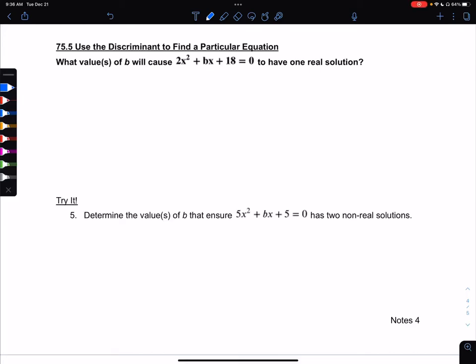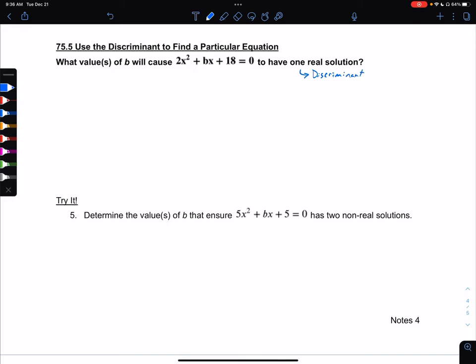In this video, we're going to look at topic 75, example 5, use the discriminant to find a particular equation. What value or values of b will cause 2x squared plus bx plus 18 equals 0 to have one real solution? So in the case where we have one real solution, we can go back to the discriminant.